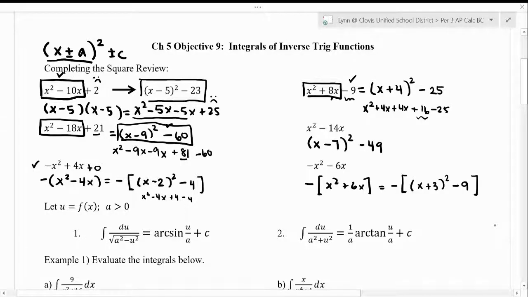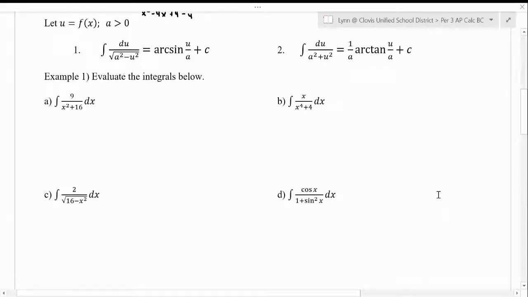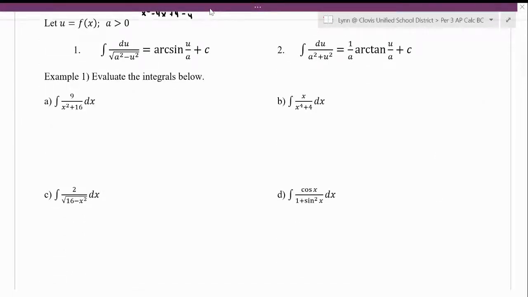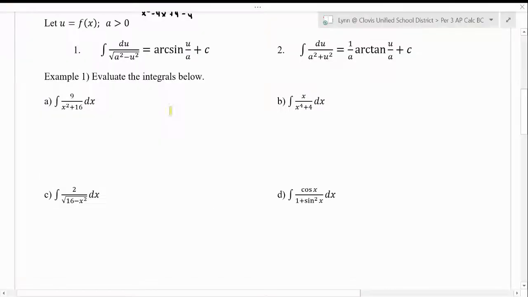Okay, so hopefully you got those two there. All right, so let's go ahead and take a look at our integral patterns. So these are two new patterns for us. We did do the derivative version of these, so maybe they look a little familiar.